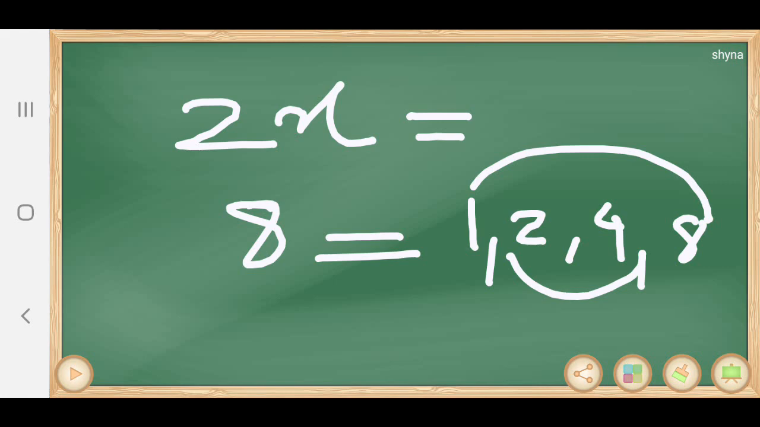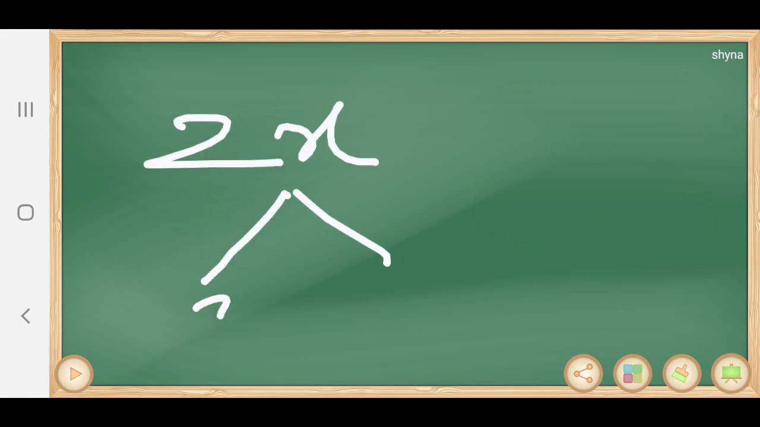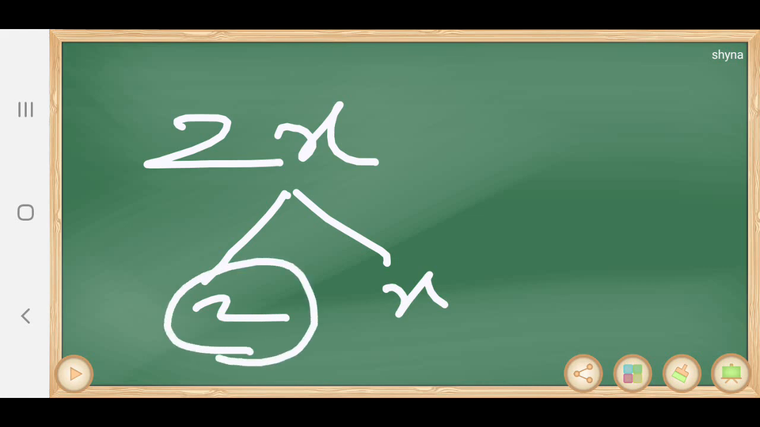So 2x, how can we write? Very simple. 2 into x. So the factors of 2x are 2 and x. 1 into 2x also. Here in 2x there are two factors, 2 and x. Then which is the numerical factor? The numerical factor is 2. The numerical factor is known as the coefficient of the term. Here 2 is the coefficient.